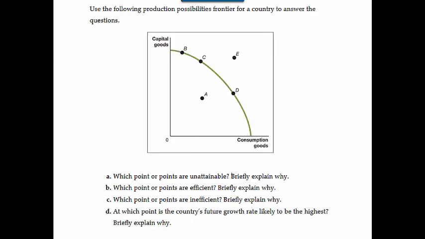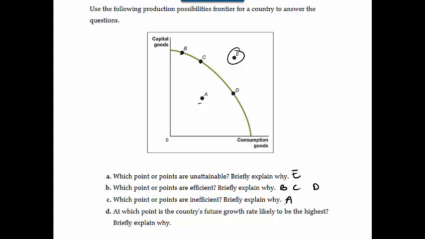So let's just do kind of a quick review. In this one here, it says use this production possibilities frontier to answer the following questions. Which points are unattainable? In this case, that's E, right out here beyond the curve. So that one is unattainable with the current resources. Which points are efficient? Anything on the curve is efficient. So that's B, C, and D. And which one's inefficient? That's A. That's inside the curve, so that is inefficient. We're not producing as much as we can.